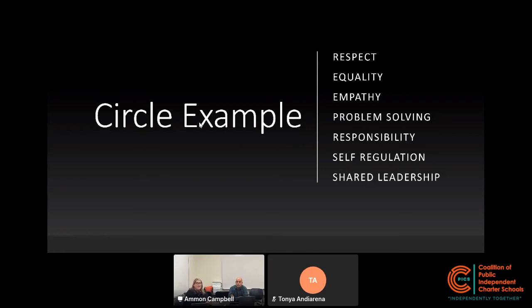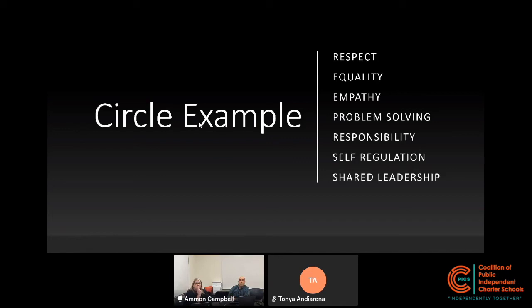And so that's what I would like to prompt you all into thinking about. If you wouldn't mind, put in the chat how you think you could implement restorative practices, if you haven't, or circles in your school.